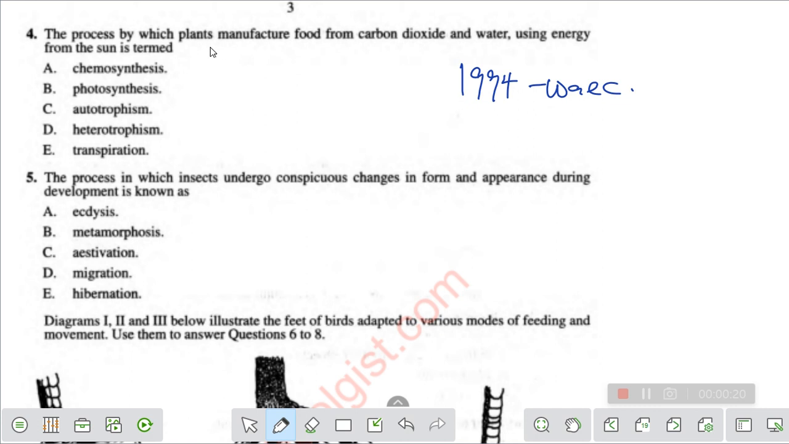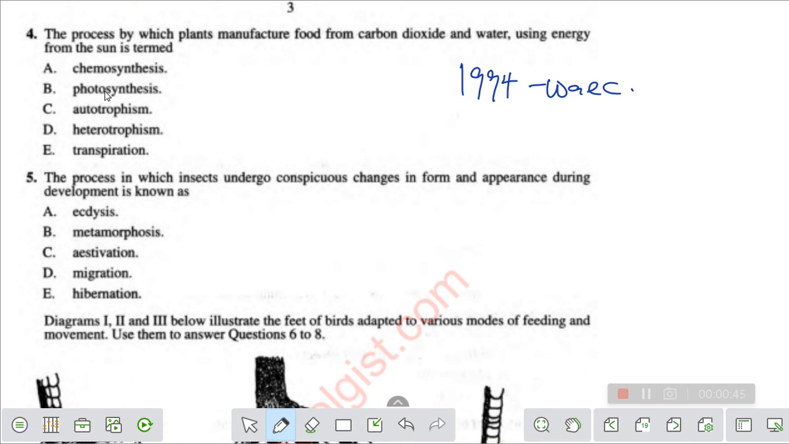The process by which plants manufacture food from carbon dioxide and water using energy from the sun is called, number one, chemosynthesis. What's chemosynthesis? It is the process by which organisms manufacture food from chemicals without the use of energy. So they produce food using what? Chemicals and not energy from the sun.